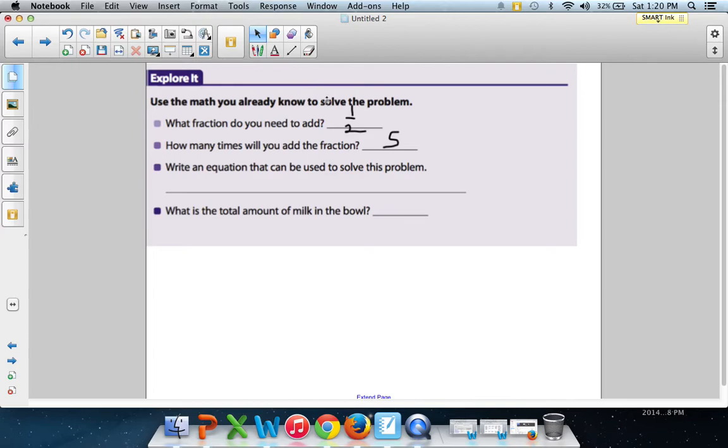Well, this is a lot like adding over and over again. So what we're going to do is take that half and add it 5 times. 1, 2, 3, 4, 5. So look, 1 half, 2 half, 3 half, 4 half, 5 half. And what are we doing again? We're adding these things. So let's go ahead and put in a little plus sign.